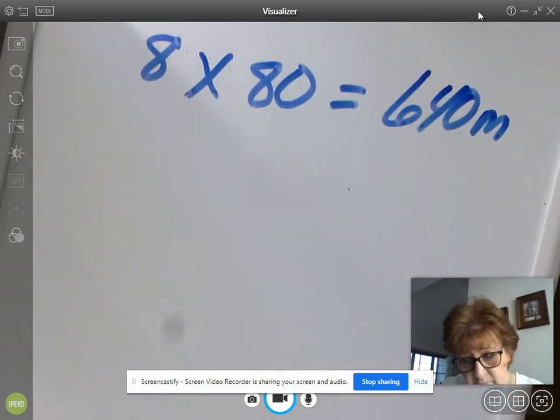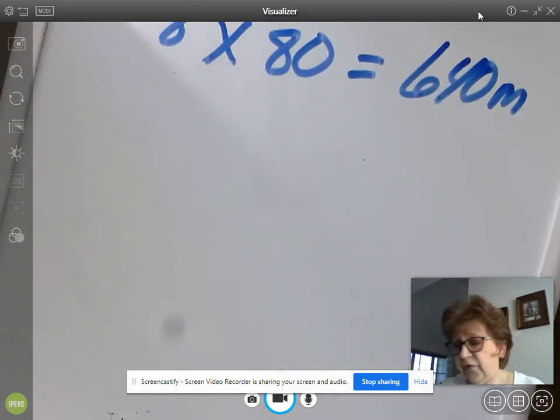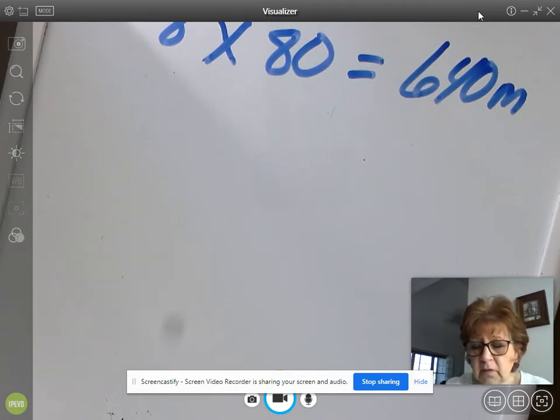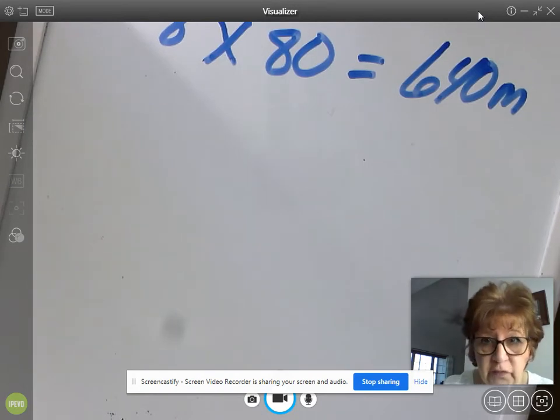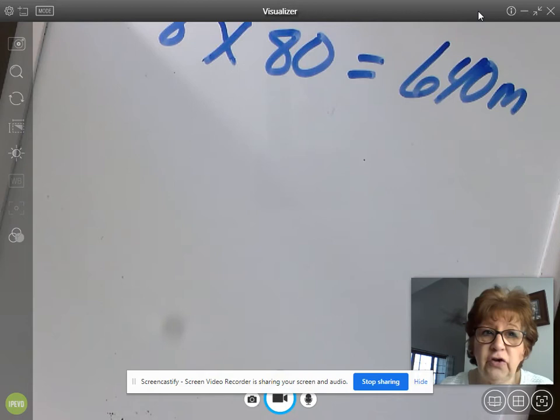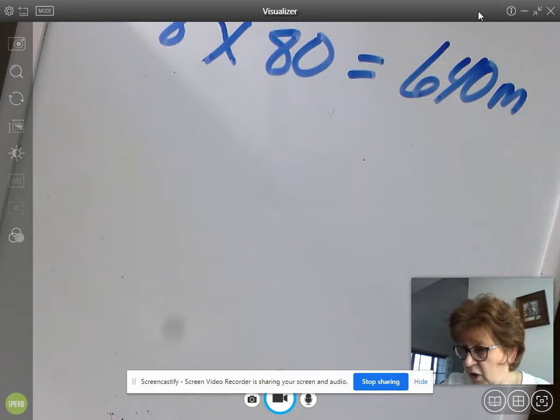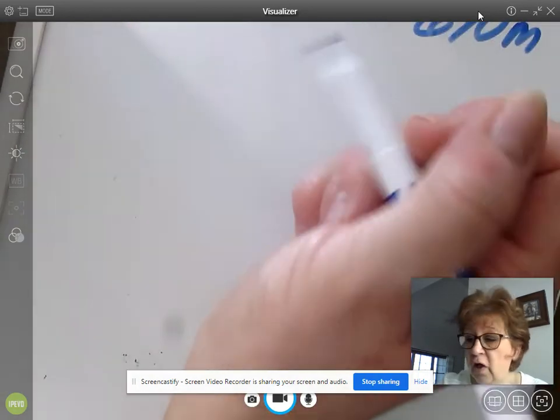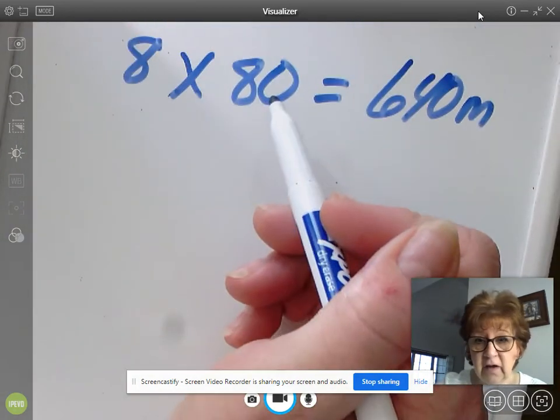Now, how can we figure that out? And I'm going to start with the least efficient method and move on to the most efficient. Now remember, you want your work to be efficient. You get into a test taking situation, you want that work to be efficient. So what could I do? First of all, I could add 80 8 times.